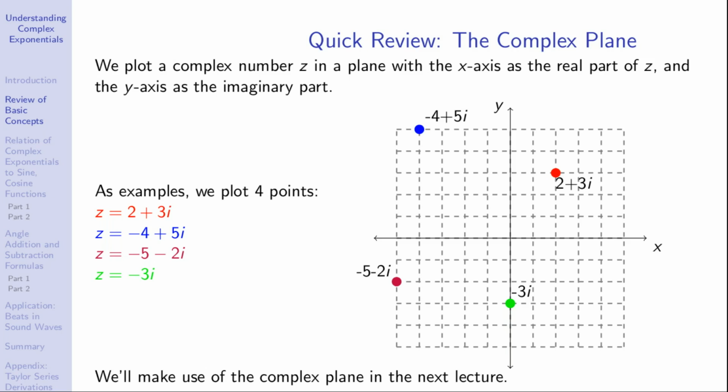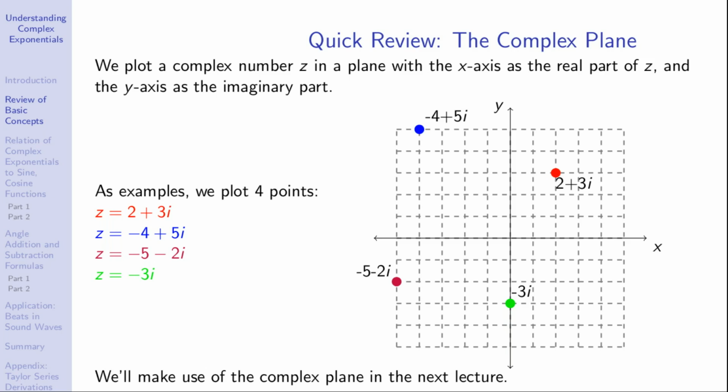Next, let's look at the blue dot. z equals minus 4 plus 5i. In this case, the x-coordinate is minus 4 and the y-coordinate is 5. Next, z equals minus 5 minus 2i. This is the brown dot. Here, the x-coordinate is minus 5 and the y-coordinate is minus 2.